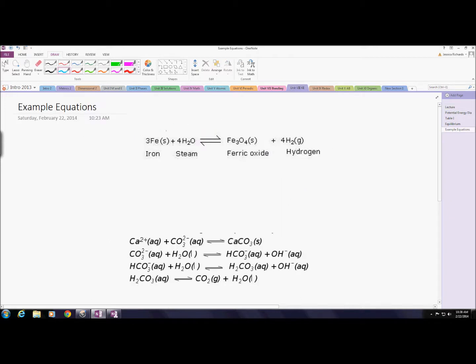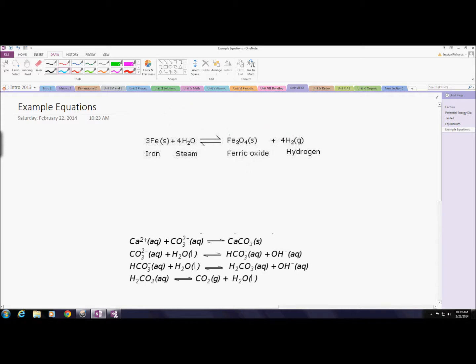So in Le Chatelier's principle, we look at an equilibrium reaction. This first one where I have solid iron and steam, so that's going to be a gas, turning into ferric oxide and hydrogen gas over here. Since we are working with two gases, this would have to be an enclosed container in order to reach equilibrium. Otherwise, the gas would escape and your reaction would go to completion.